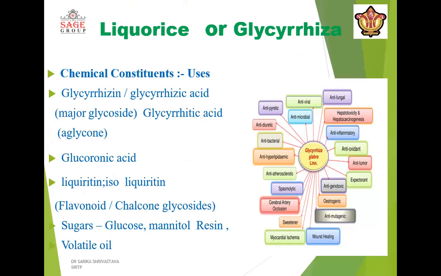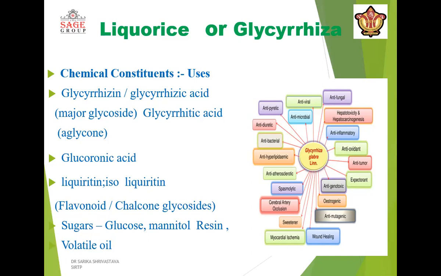The chemical constituents and uses of licorice or glycyrrhiza. It contains glycyrrhizin and glycyrrhizic acid. Glycyrrhizic acid is a major glycoside. Glycyrrhetinic acid is an aglycone. It also contains glucuronic acid, flavonoids and chalcone glycosides. It contains sugar, glucose, mannitol. It also contains resins and volatile oil.